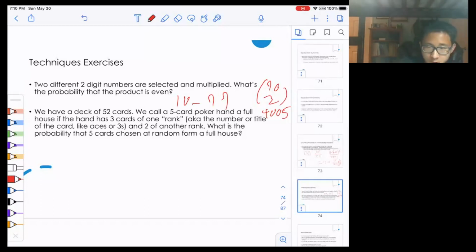We could use casework: two even, or one odd and one even. But we can also use complementary counting here, which is where we count what we don't want. It's easier when the product of two numbers is odd. So we just need to count all of the possibilities where both of the numbers are odd. There are 45 odd two-digit numbers, like 11, 13, all the way up.